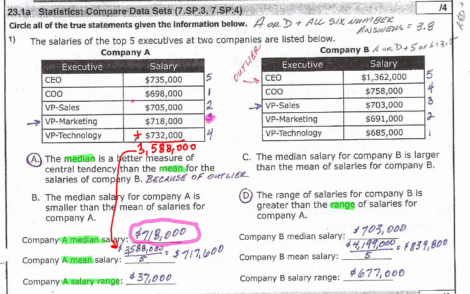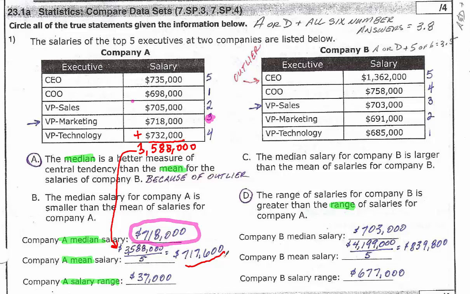So we brought that number right down here, and then we divided it by 5, because that's what you do. You take whatever the total is, and you divide it by how many numbers there are. There were 5 numbers in the group, so that divided by 5 gave us 717,600.